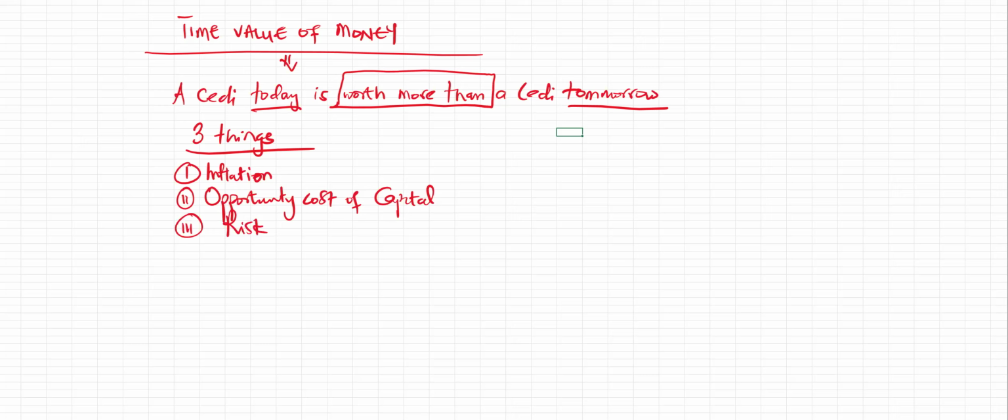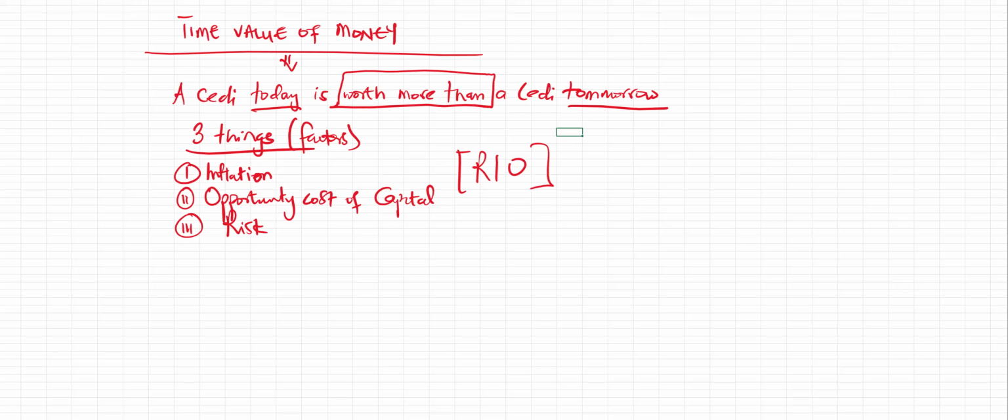So these are the 3 reasons, or the 3 factors, that make it difficult for 1 cedi today to be equal to 1 cedi tomorrow. Does it make sense? So remember our good friend RIO: risk, inflation, and opportunity cost of capital. If you give me 1 cedi today, I can put it into something that'll give me better money than if I wait for a year's time. Understood?